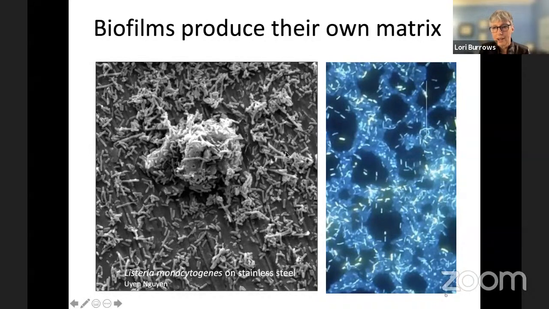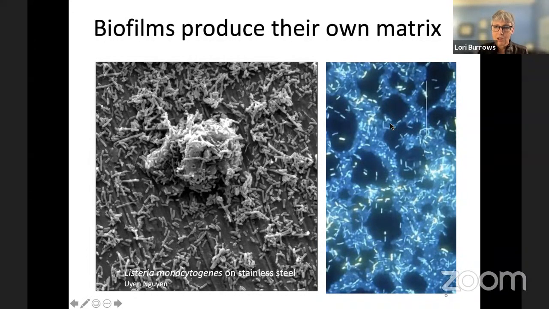So on the right-hand side, there is another micrograph. This is from a confocal scanning laser microscope. And the advantage of this type of microscopy is you can look at live cells while they're still hydrated. And so the light blue material that you see in the background of this picture is the matrix. So the bacteria are all held together loosely by this matrix that they have made themselves.